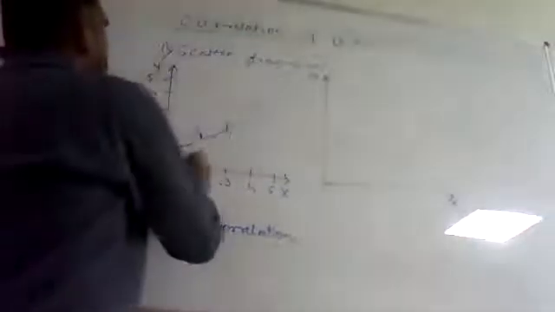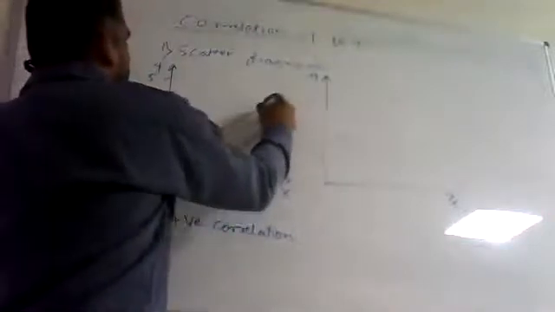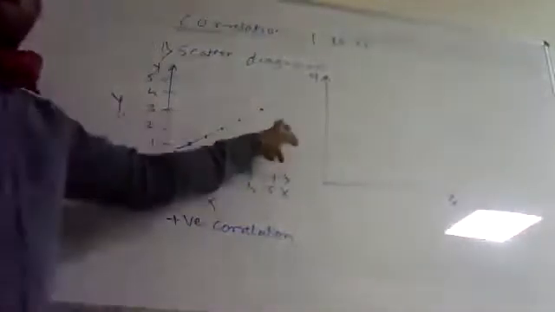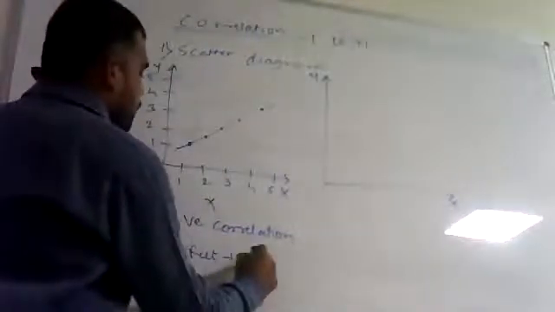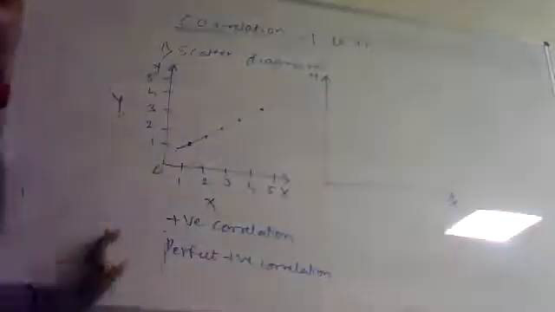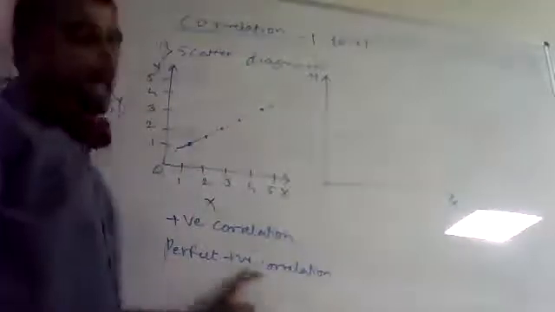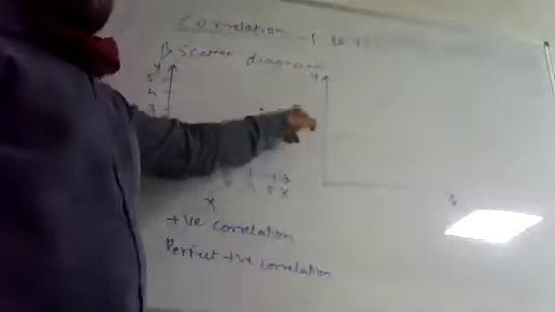If all the points lie exactly on the straight line, if the points of variable x and y lie exactly on the straight line, then it is called perfect positive correlation. Understood? If points lie exactly on the straight line, starting from lower left hand to upper right hand, then it is perfect positive correlation.